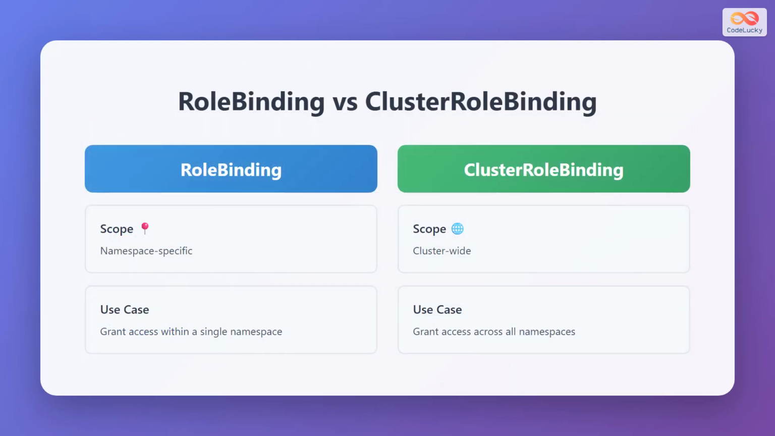There are two types of bindings in Kubernetes. RoleBinding is namespace specific, meaning it grants access only within a single namespace. Use RoleBinding when you want to give someone permissions to resources in just one particular namespace. On the other hand, ClusterRoleBinding is cluster-wide, granting access across all namespaces in your cluster. Use ClusterRoleBinding when someone needs permissions that span multiple namespaces or for cluster-level resources that aren't namespaced.